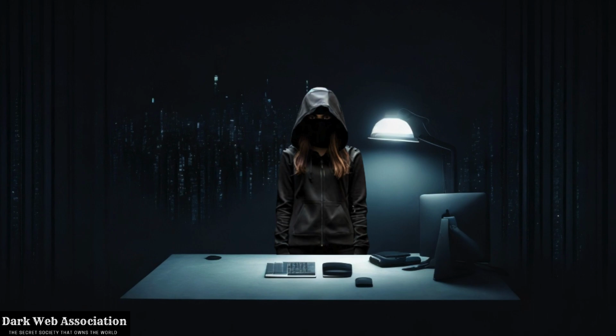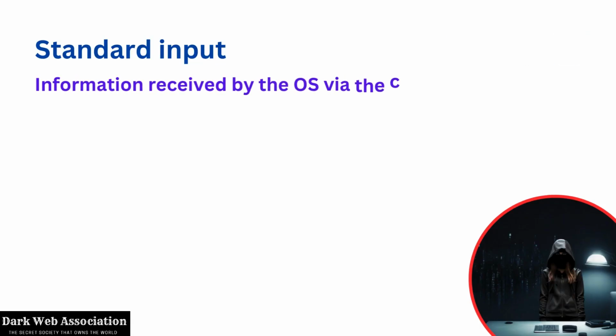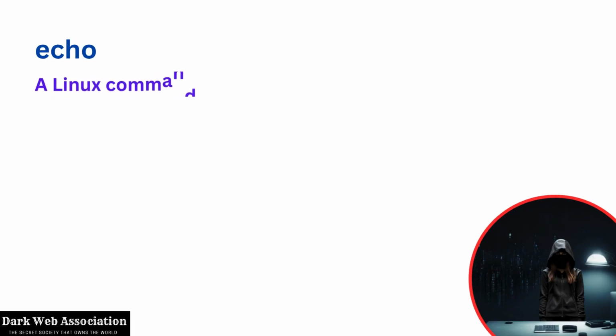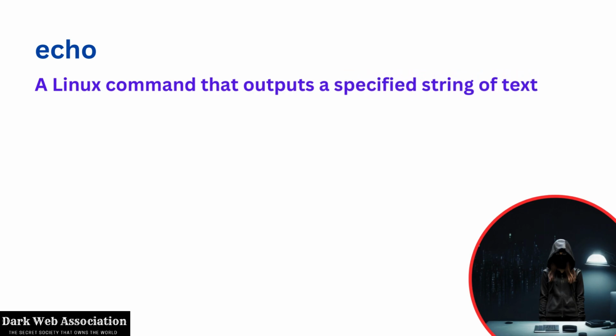Let's explore standard input, standard output, and error messages in more detail. Standard input consists of information received by the OS via the command line. This is like you asking your friend a question during a conversation. The information is input from your keyboard to the shell. If the shell can interpret your request, it asks the kernel for the resources it needs to execute the related task. Let's take a look at this through echo, a Linux command that outputs a specified string of text.